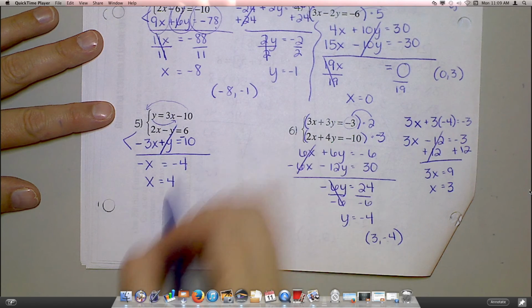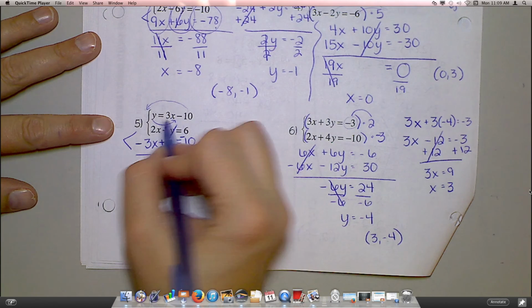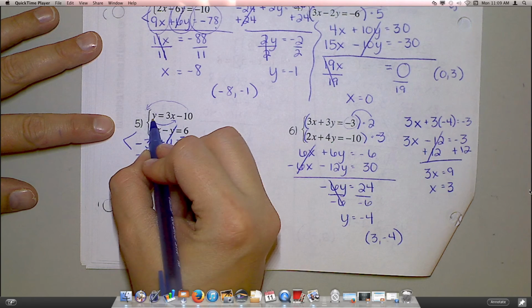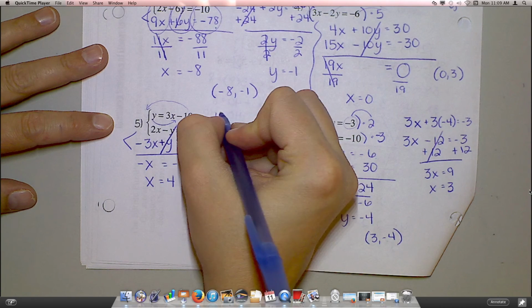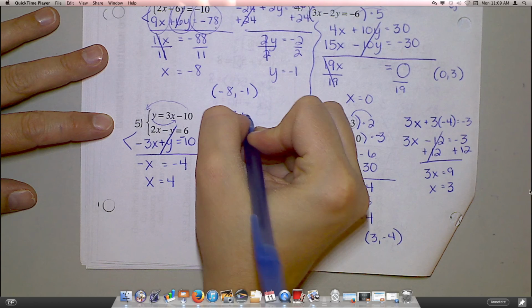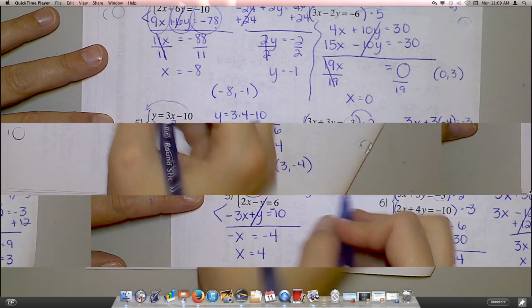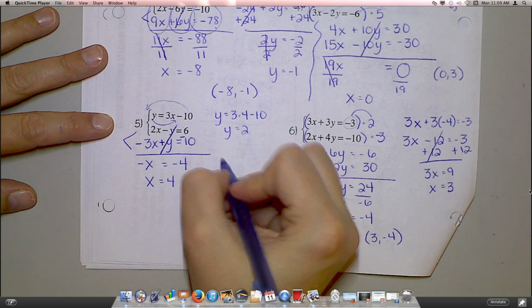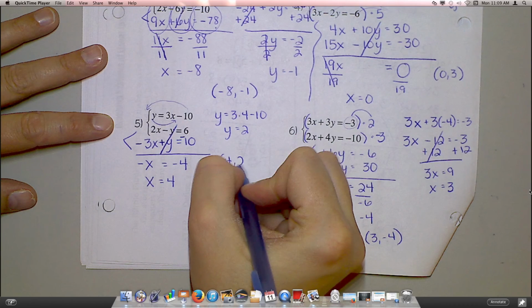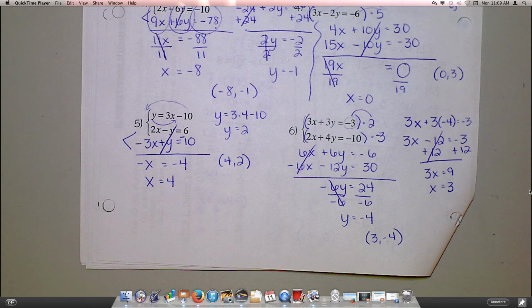Okay? All right, so I'm going to take what x equals, and this equation is set up really nicely for me because it tells me what y equals. So y equals 3 times 4 minus 10. That's 12 minus 10, which is 2. So final coordinate 4 comma 2. I do think there's not any on your homework tonight that are like that, but I think there are some on your assignment for tomorrow where you have to rearrange them and get them ready for elimination. Questions on that? Yes. Okay.